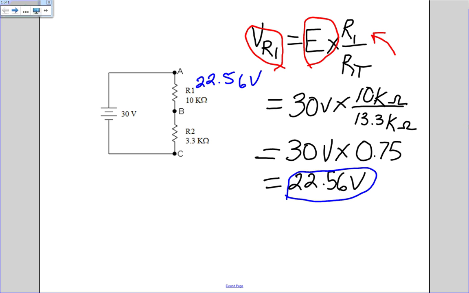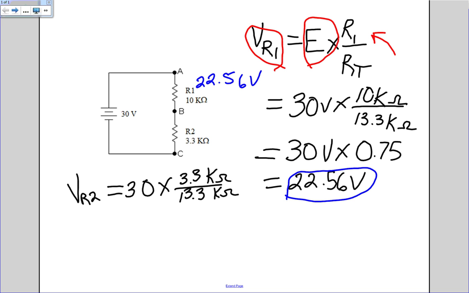Now we can do the same thing for resistor 2. In this case, we're simply going to take 30 volts, and we're going to times it by the ratio of 3.3 kilo ohms, and divide that by 13.3 kilo ohms, and that's going to give us a number. So first of all, I've got to quit being lazy here. We need to put in here that this is the voltage of resistor 2 that we're looking for.